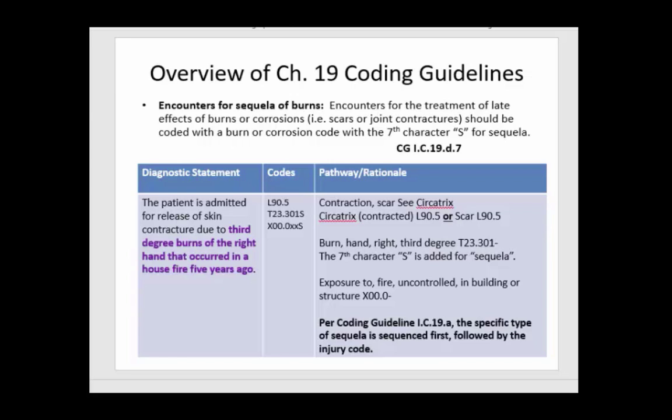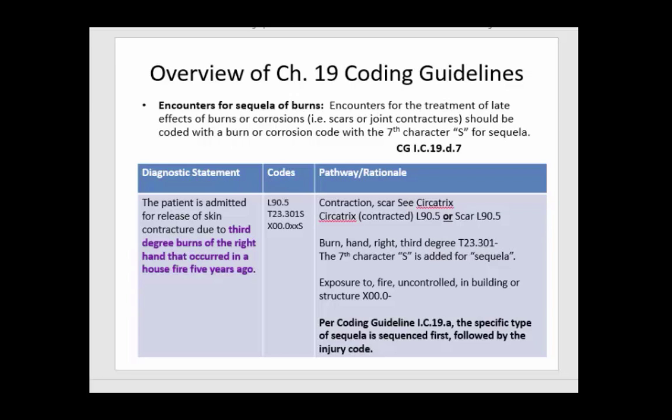The contraction, the scar contraction, in the alphabetical index takes you to cicatrix, and then that gives you your scar. And you could also look up scar. Either way, you get that L90.5 as your principal, because the patient is admitted for release of skin contracture. That's your principal. Then you're going to code the third degree burn of the right hand with the seventh character S, and then the exposure to the fire. That's your X code.